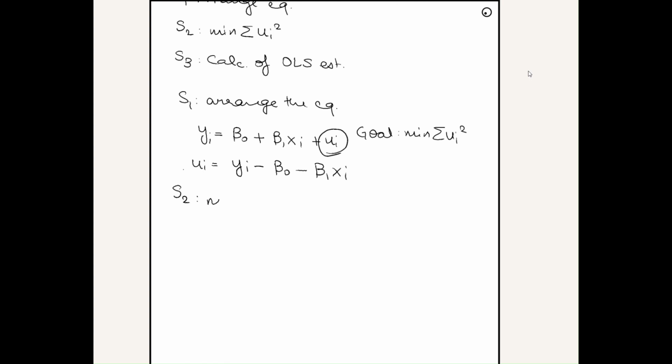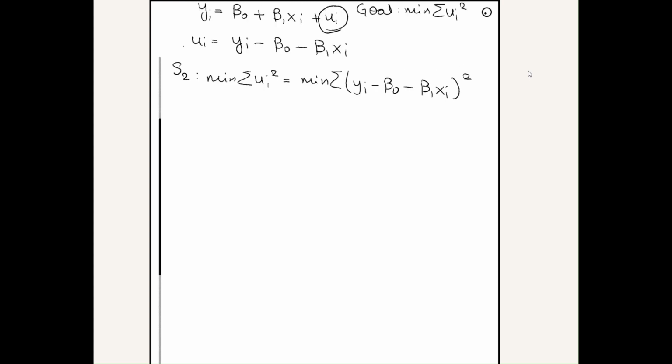Calculating step 2, where we minimize the sum of squared errors, which is equal to minimizing the sum of yi minus beta naught minus beta 1 xi, squared. Now, where do we go from here? Because now this is a very strange place to be. So what we do is we calculate first order conditions with respect to beta naught. This is step 2.1, I'd say.